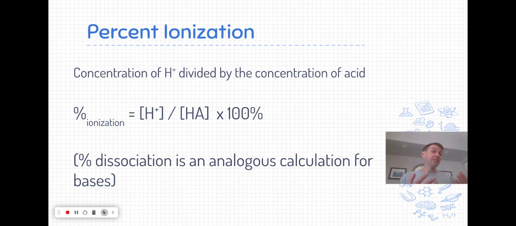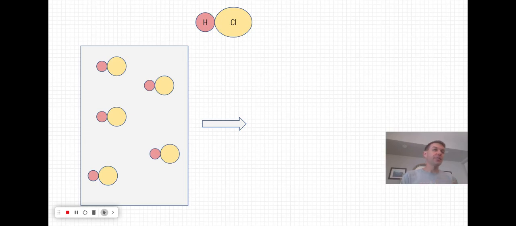We have a similar equation for bases, in which case the numerator is just the concentration of hydroxide ions. This equation is actually the same equation you may have learned previously as expressing percent reaction, because this tells us how complete or incomplete the ionization reaction is. Let's look at the ionization process from a particle level.